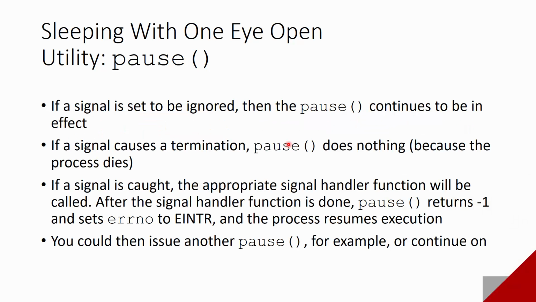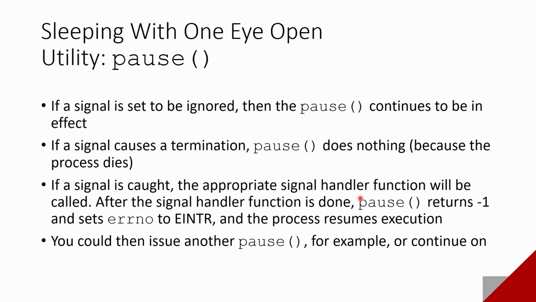So imagine that we call pause. If a signal is set to be ignored, then pause doesn't do anything; the signal doesn't hit our process. If a signal causes our process to terminate, then the pause also doesn't do anything because the process has died. However, if our slumbering process does catch a signal, because pause enables all the signal handlers, then the appropriate signal handler function gets called. And after it's done, the pause function returns and execution resumes at that point.